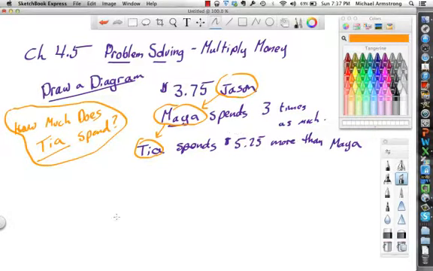Okay, so read the problem. What do I need to find? I need to find how much Tia spends, or how much she spent. What information do I need to use? I need to use the amount spent by Jason, number 1, to find the amount spent by Maya, number 2, and Tia at the fair. How will I use the information? I can draw a diagram to show how much each person spent, starting with Jason and working up through Maya to Tia. I'm not sure exactly how to fill that out. We can discuss it in class, or you can fill it out just like I just said.